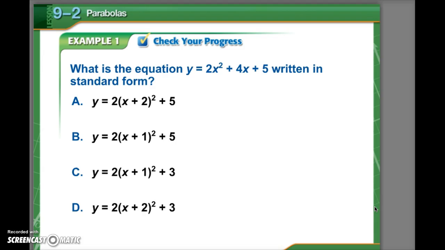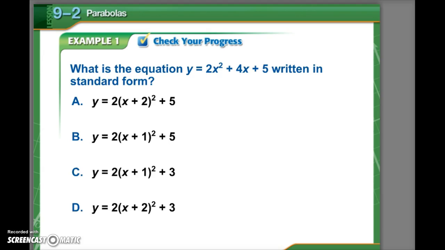Oh, I see what they're doing here. They're calling standard form what we've been calling vertex form. I have no idea why they're doing that, and I've never seen that before. But basically what you need to do is take this from standard form and put it in vertex form. So they're looking for the equation in vertex form. So work on that, pause the video as long as you need. When you have your answer, come back and advance to the next slide. So the vertex form for this problem is C.